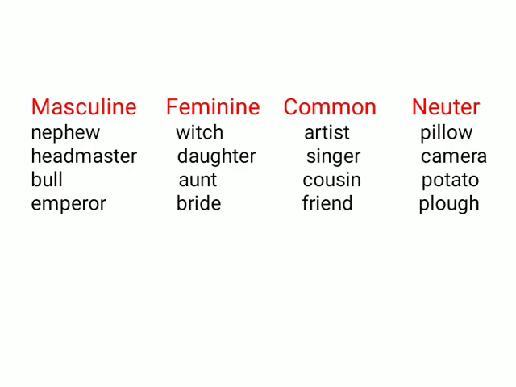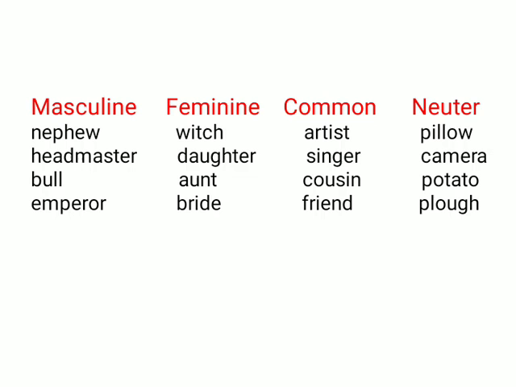Feminine gender: witch, daughter, aunt, and bride. This all belongs to the feminine gender. Common gender: artist, singer, cousin, and friend. This all belongs to the common gender. And neuter gender: pillow, camera, potato, and plow. This all belongs to the neuter gender. Hope all had understood this activity number 1 very well.